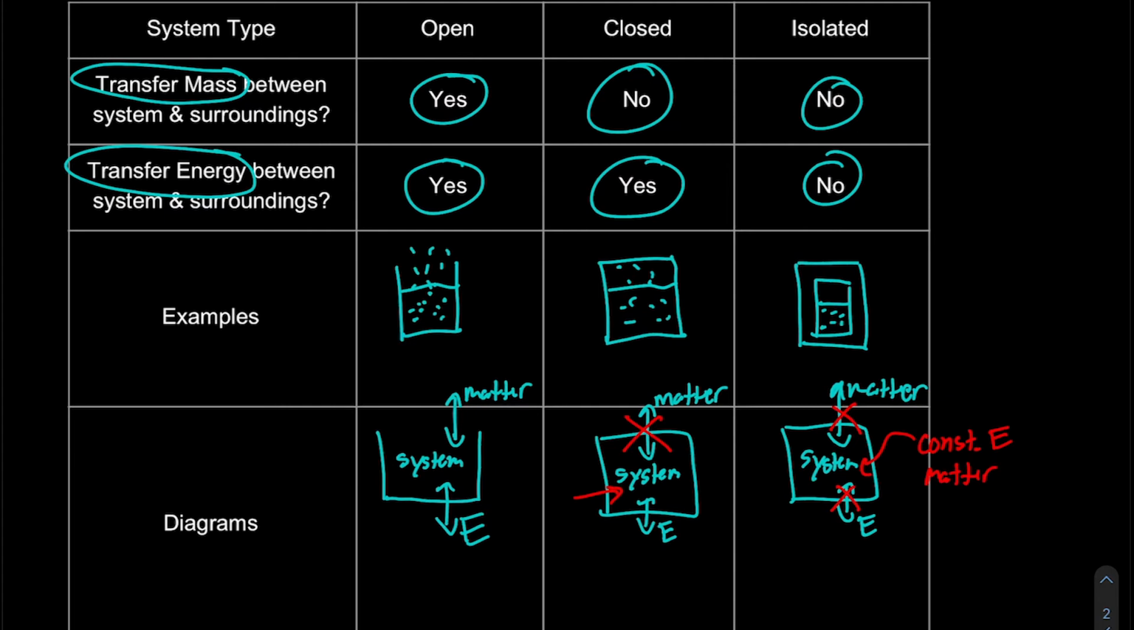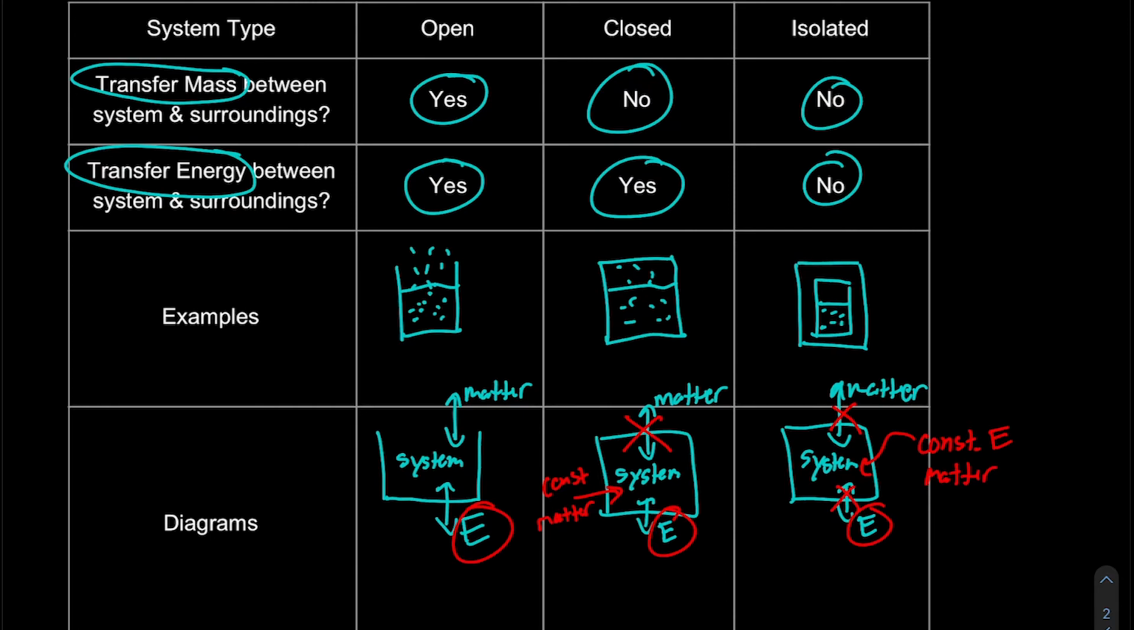Well, in our closed system, we're going to have a constant amount of matter because we don't have particles going in, but our energy can change. So we see these different definitions of systems help us understand how energy possibly could or could not be transferred from the system and surroundings.